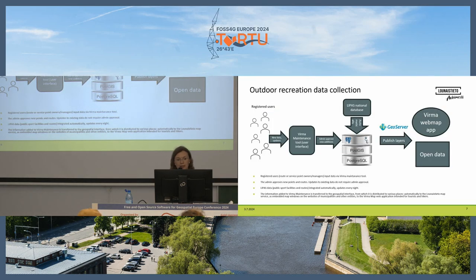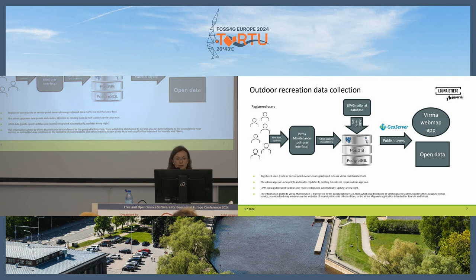And here you can see a flow chart that shows in a very simple way how the process is organized. So, registered users input data via the Virma maintenance tool. After that, an admin approves new additions, and the data is saved in the PostGIS database. LIPAS national sports facilities data comes in automatically, and an automatic process compares data in Virma and LIPAS, so that only data that is not the same comes to the database.